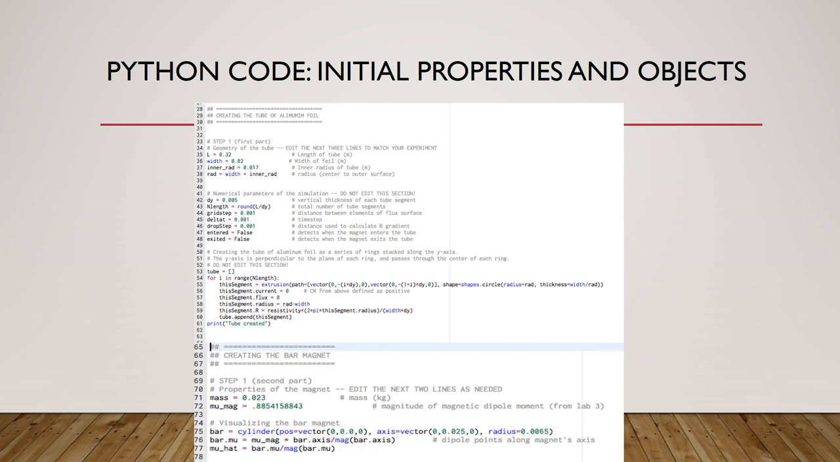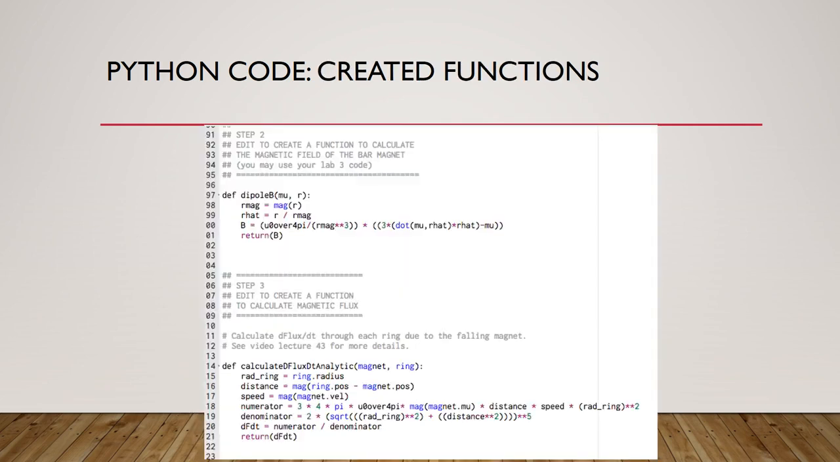And on line 75, you can see the properties assigned to the bar magnet, including the magnetic dipole moment from our previous lab. On this slide, you can see the functions that we use to do calculations throughout this script. On the top, you can see the function that calculates the magnetic field due to a bar magnet at any position from a previous lab. And on the bottom, you can see a somewhat similar function that calculates the dΦ/dt due to a magnet on a ring, which will be very useful later on in this script.